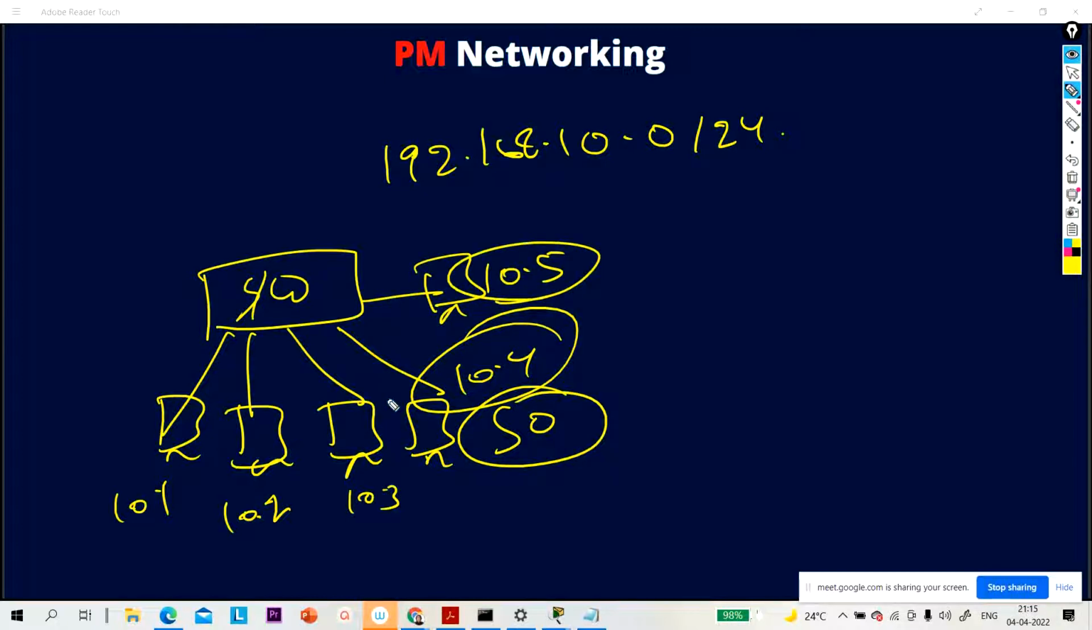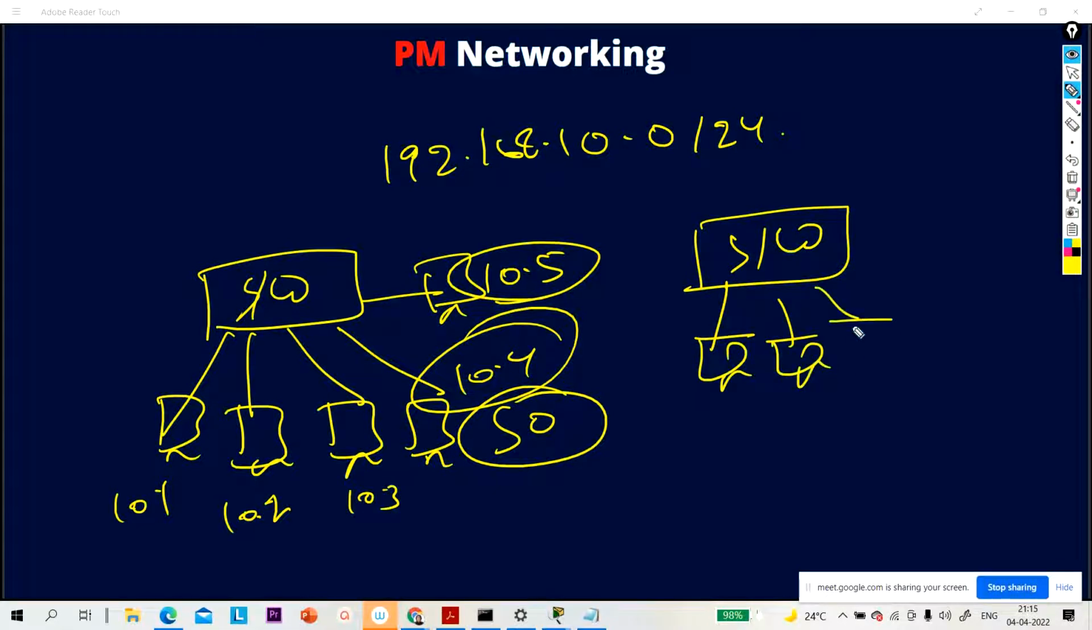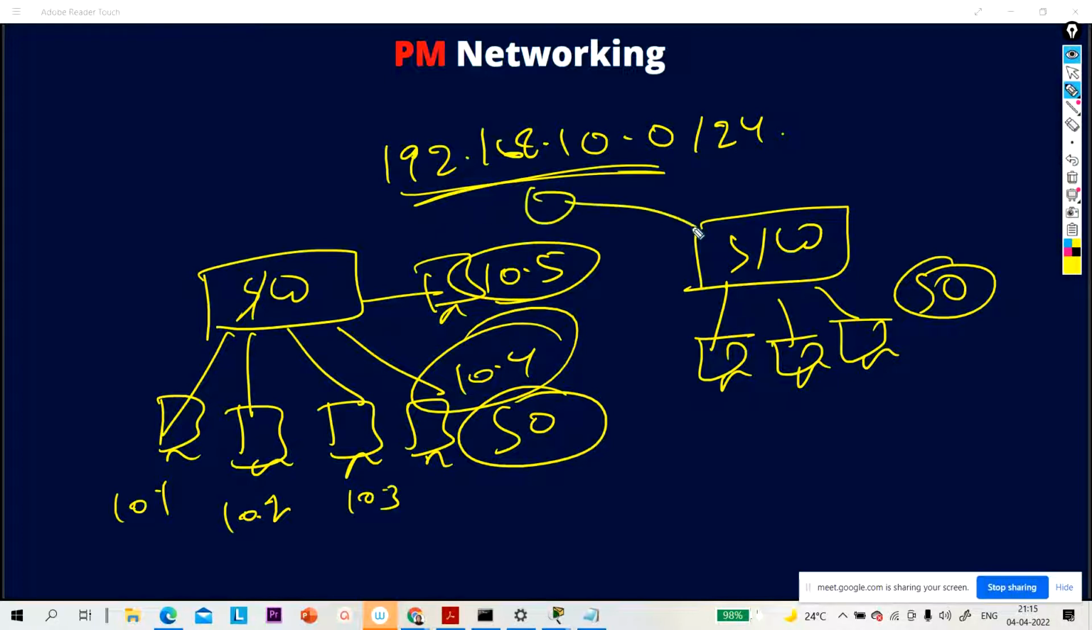After that, I have one more network over here. This is one switch, and here again we need to connect 50 computers. So this time, can I use this network? Yes, but you will have to do subnetting. The switches are not connected. No problem. Okay, now I can use it.